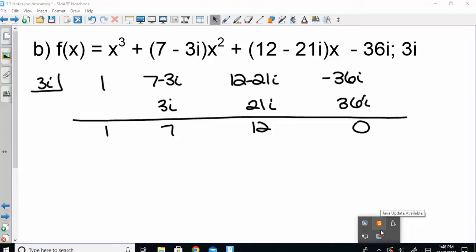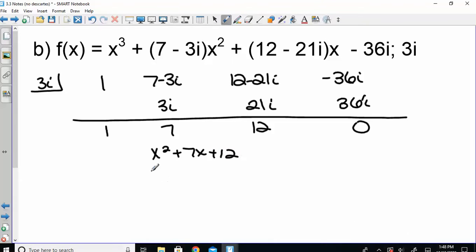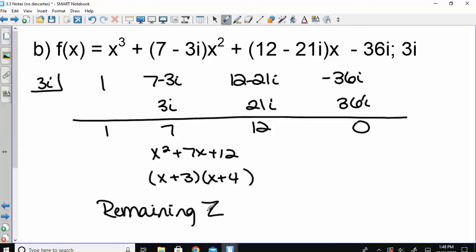So you did this for your synthetic division, so we get x squared plus 7x plus 12. So I gave you guys a nice one, factors nicely, no quadratic formula needed. And I asked you for the remaining zeros. So you didn't have to give me the factored form here. I had already given you 3i as a 0, so you don't have to list it. If you have x plus 3, what's the 0 for that? If you have x plus 4, your remaining zeros are -3 and -4. Okay. Is that all right with everybody?